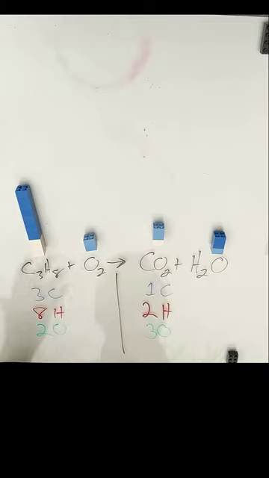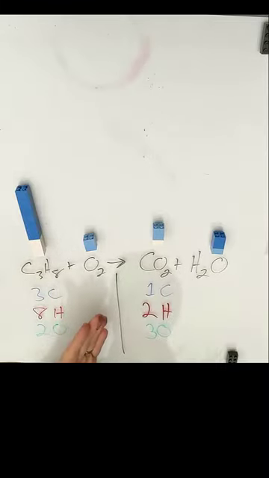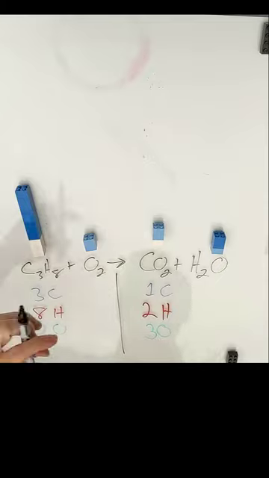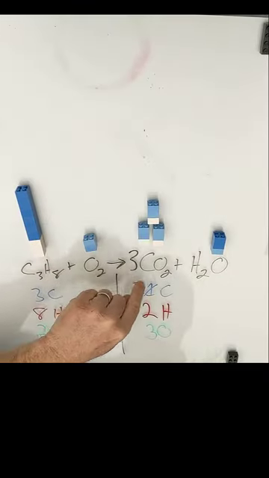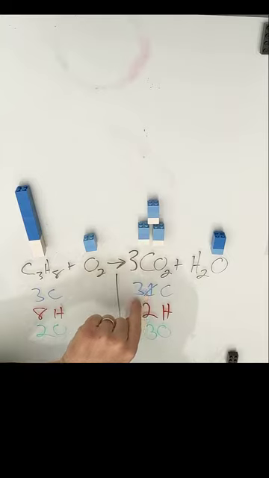From there, it's kind of dealer's choice, right? I'm going to start with the carbon because there's a 3 and a 1, and I can see a pretty easy way to fix that, because if I put a 3 in front of the CO2, it makes this 3 carbon, right? Because I have now 3 CO2, 1, 2, 3 carbons.